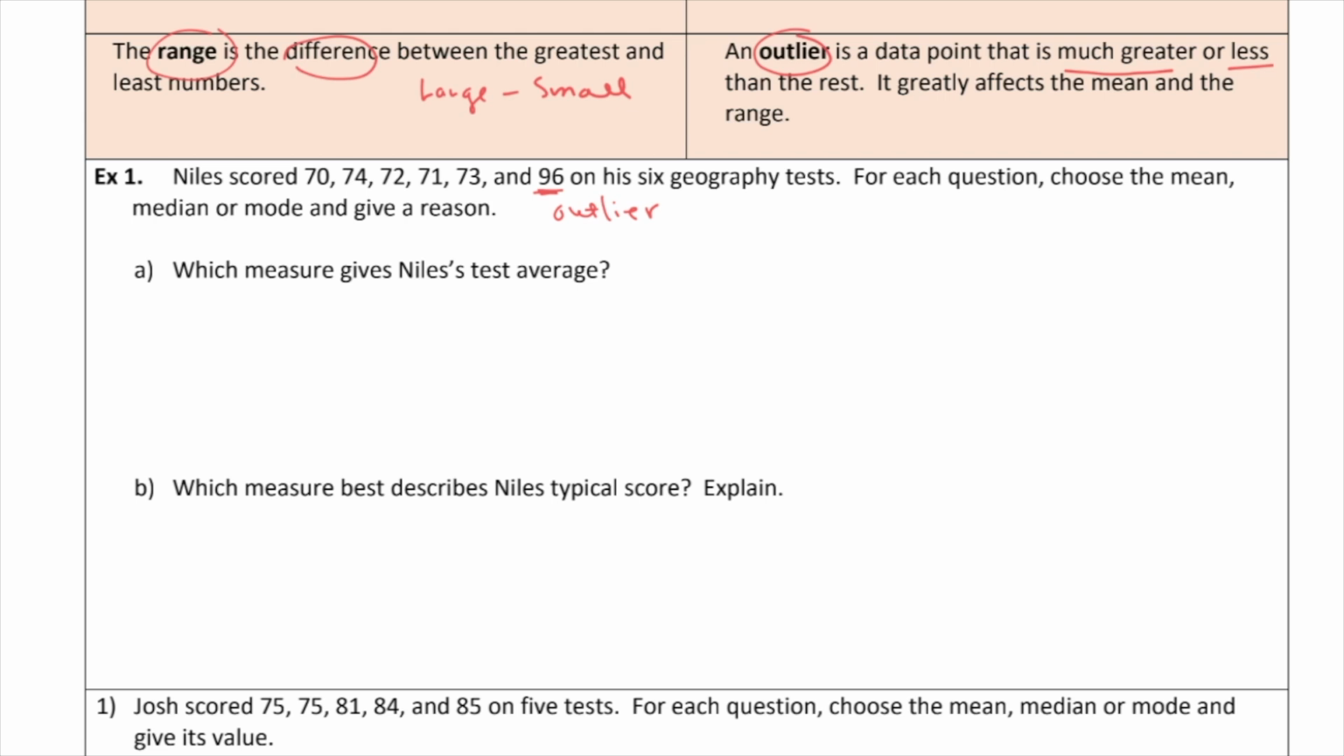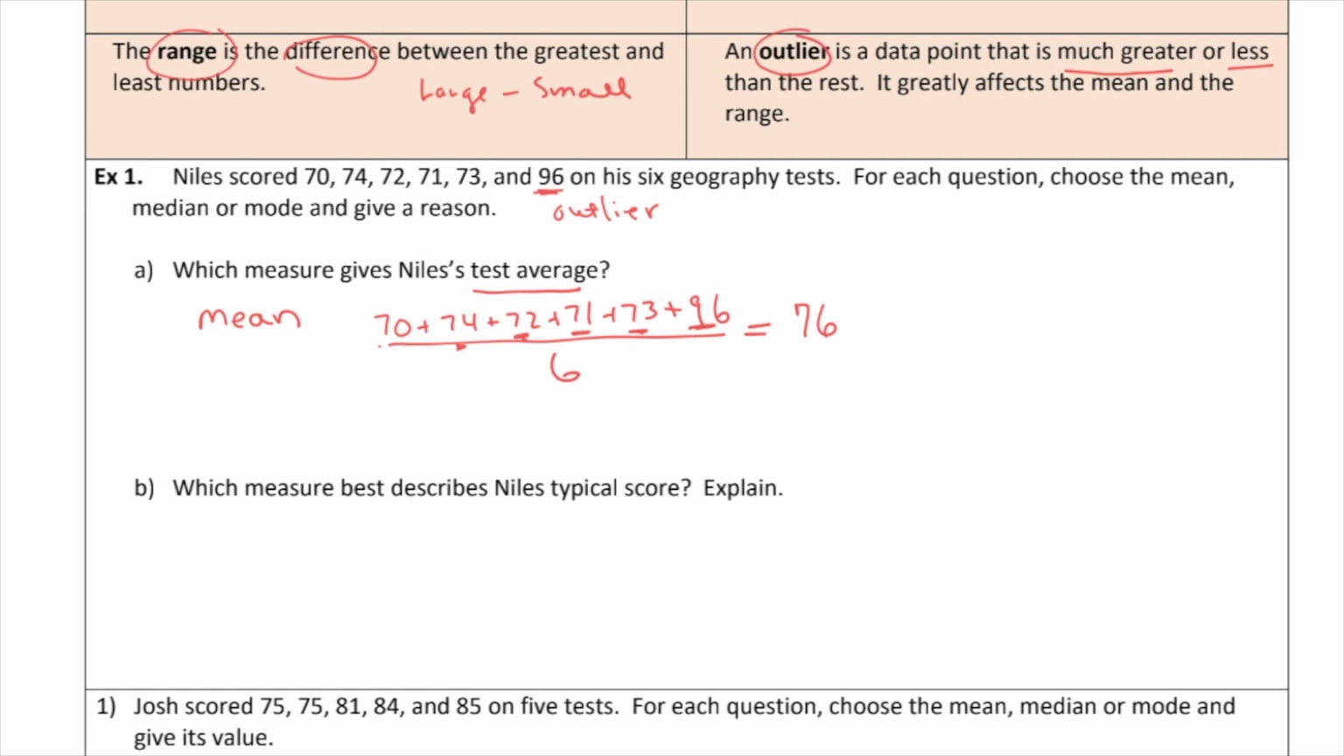To find a test average, remember average is mean, and we would use the mean to find an average. In order to find the average, we're going to take 70 plus 74 plus 72 plus 71 plus 73, and we're going to include the 96. So this includes the outlier unless you're told to otherwise drop it off. We have 1, 2, 3, 4, 5, 6 pieces of data, so we're going to take those numbers and divide by 6. And when you do that, you get a 76. So the mean is a 76%.